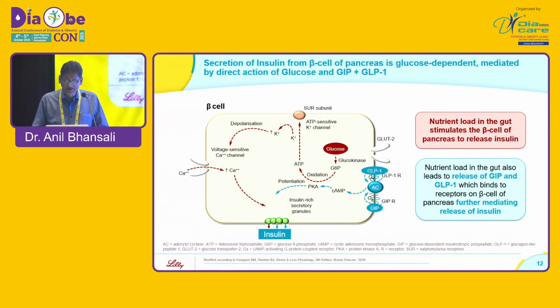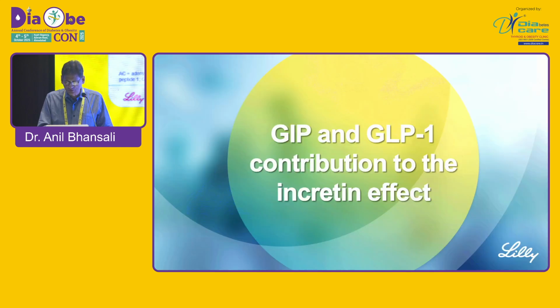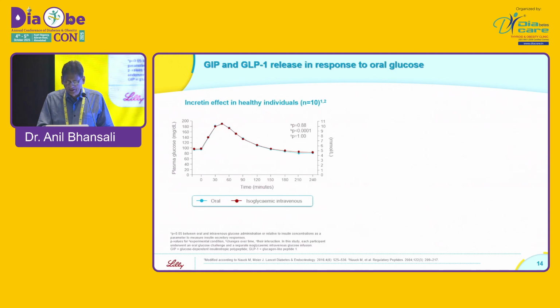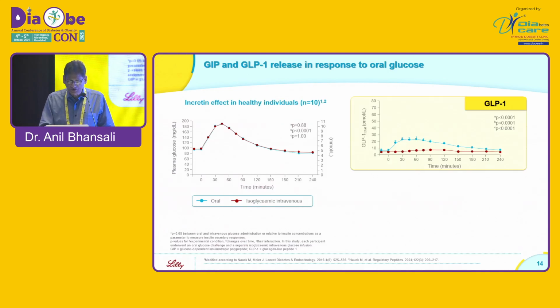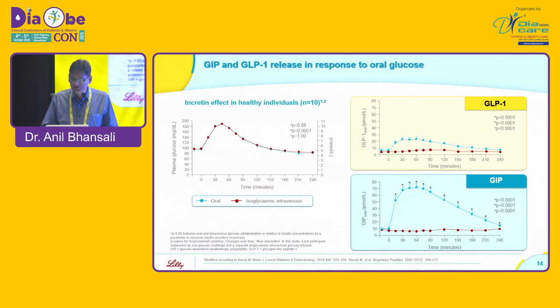So you must understand the difference between the two, because GLP-1 and GIP act through cyclic AMP, and for cyclic AMP you require the entry of glucose, which is not there once the glucose is below 70. Let us see what is the contribution of both GLP-1 and GIP.